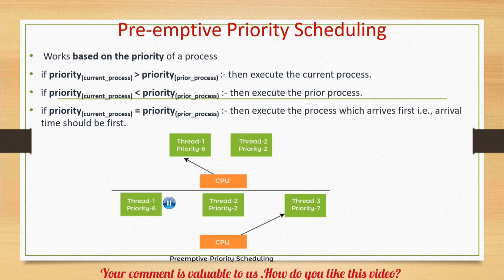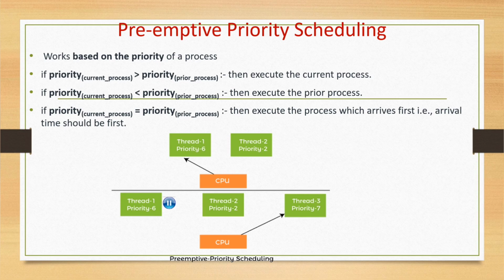Now in the next part of this diagram, we can see that thread 1 has priority 6 and thread 2 has priority 2, but thread 3 has priority 7. So thread 3 has a higher priority than thread 1. In this case, thread 3 will execute first, and thread 1 will wait for thread 3 to complete its task, and after that thread 2 will be executed. So preemptive priority scheduling means the scheduling is based totally on the priority of the processes.